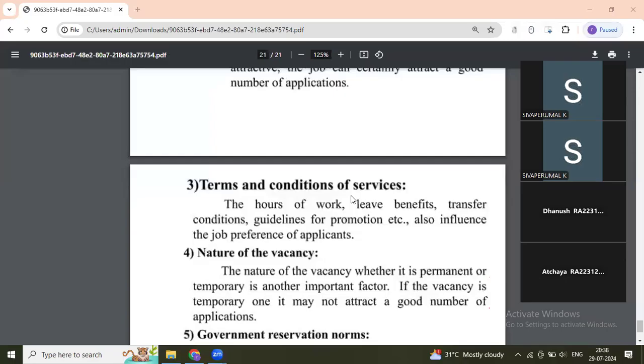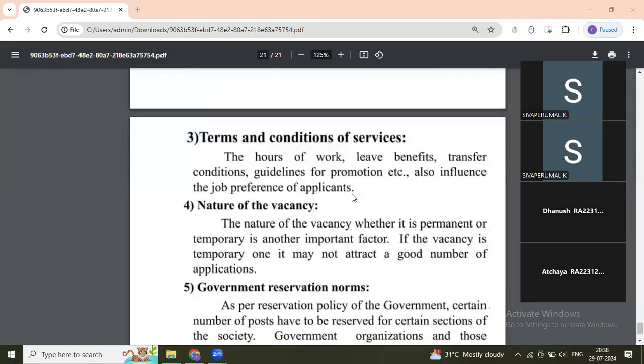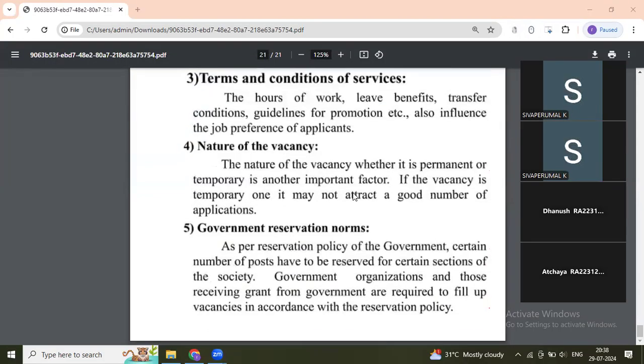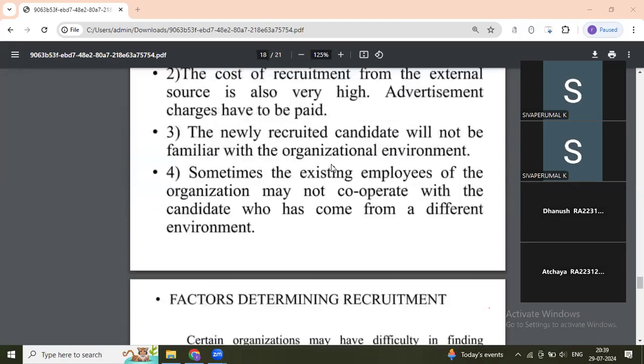And the nature of the vacancy, maybe it's a vacancy for a permanent job or a temporary job. And finally, the government reservation. According to the government reservation, some posts are reserved, right? Based on the communities. So all these things are called recruitment.